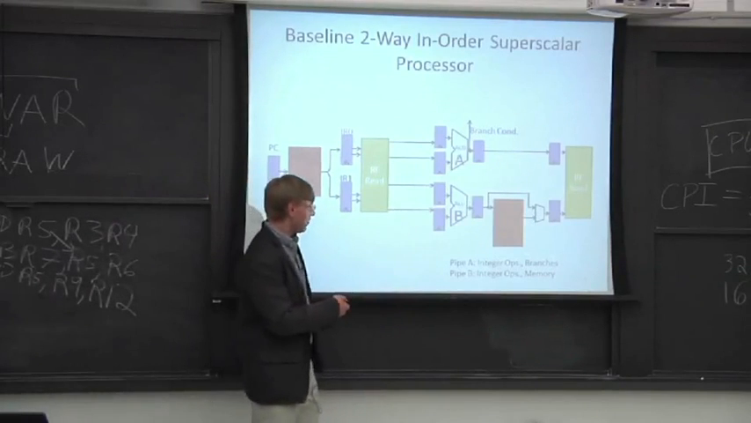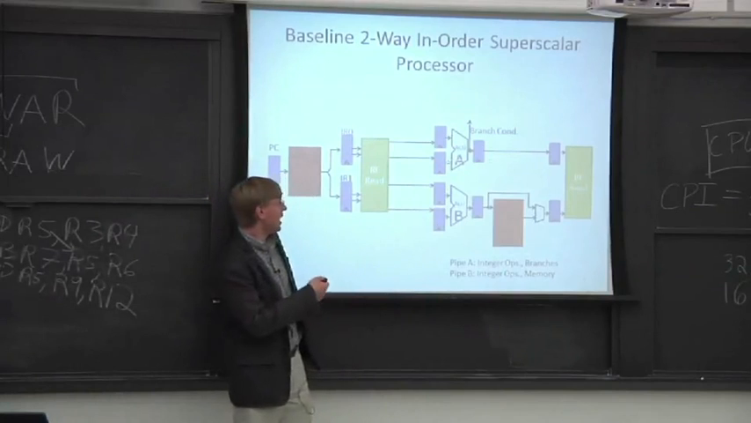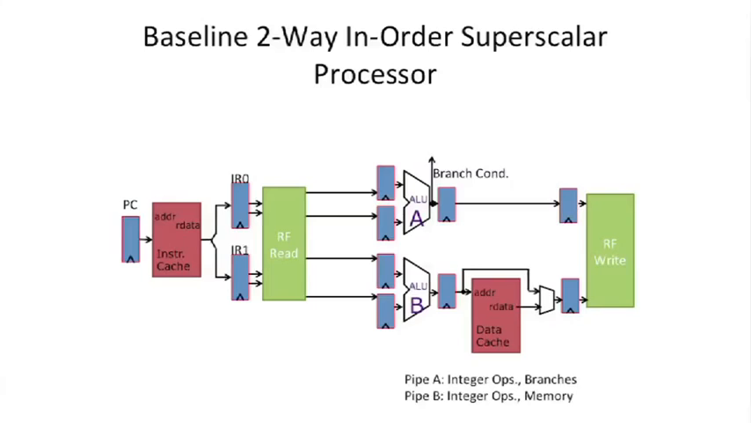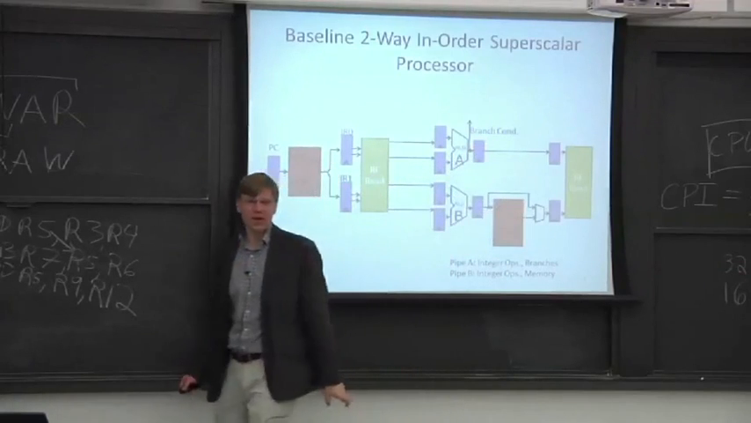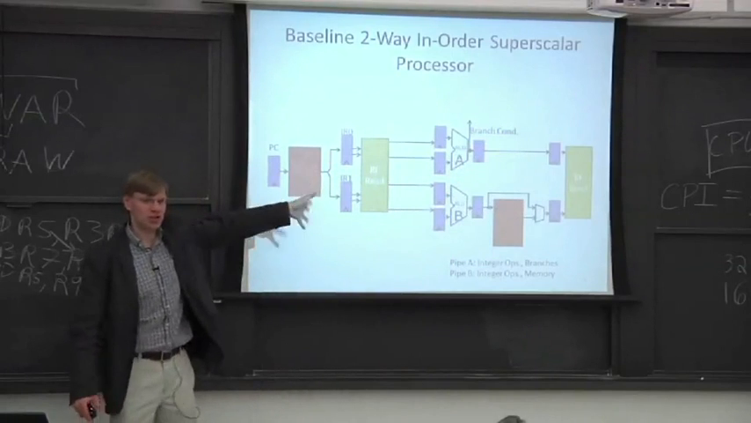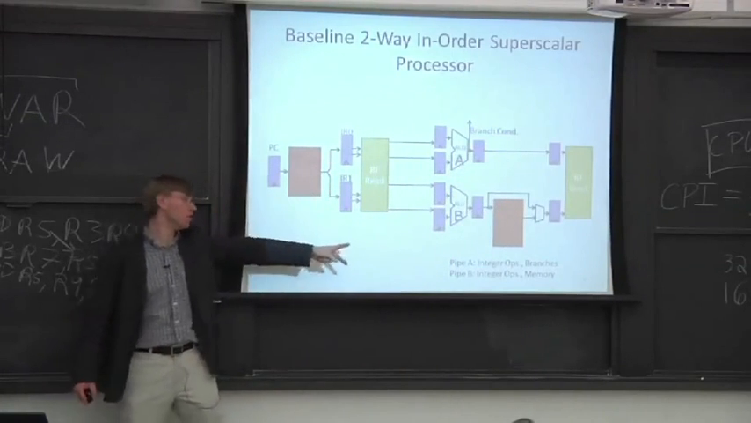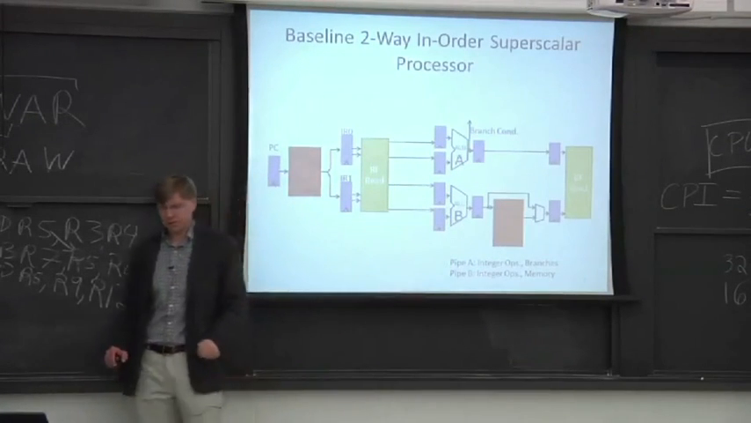Drawn here, we're going to actually differentiate these 2 pipes. We're going to call this pipeline A and this pipeline B. And pipeline A, let's say, can do integer ops and branches. And pipeline B can do integer ops and memory access. But you can't do memory up here and you can't do branches down there. There's nothing fundamental. We're just going to look at this basic example to have 2 asymmetric pipelines.